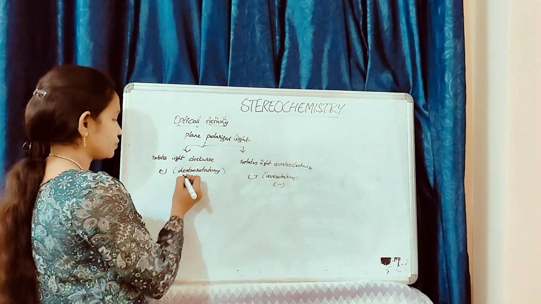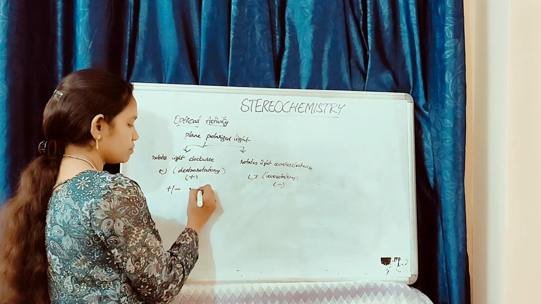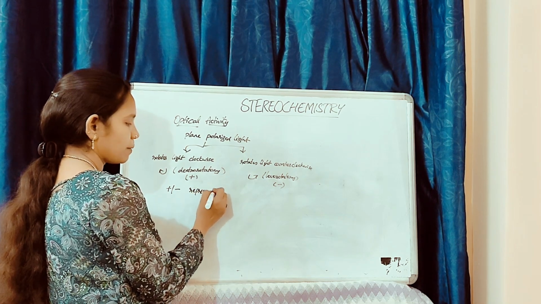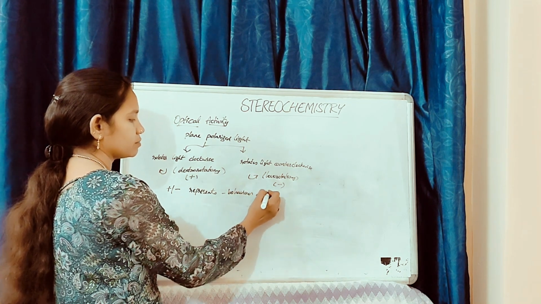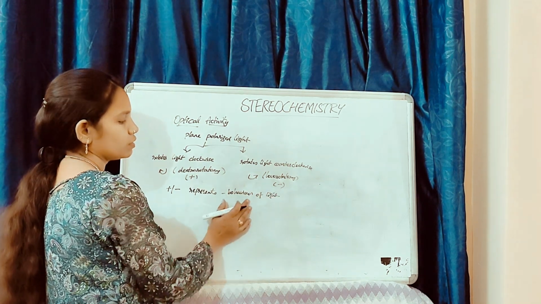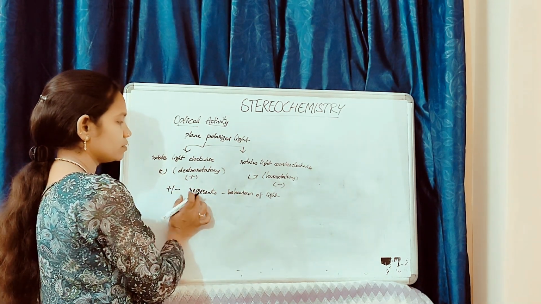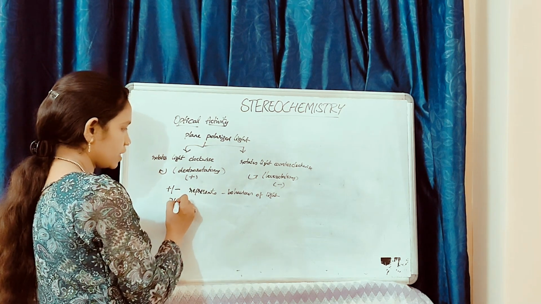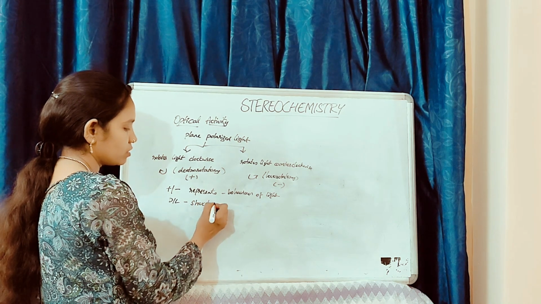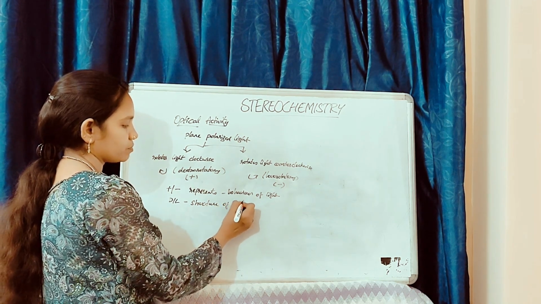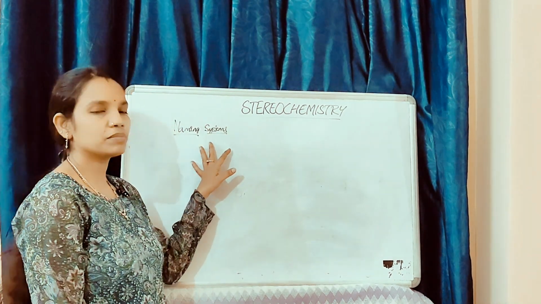Is it clear? So here these plus and minus signs represent the behavior of the light. Means when the molecule interacts with light, how it behaves, right? This plus and minus represents that. And here the D and L represent the structure of the molecule. Is it clear?